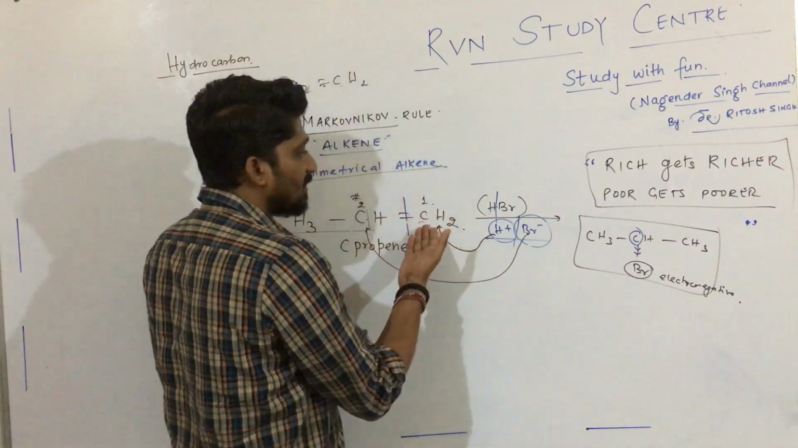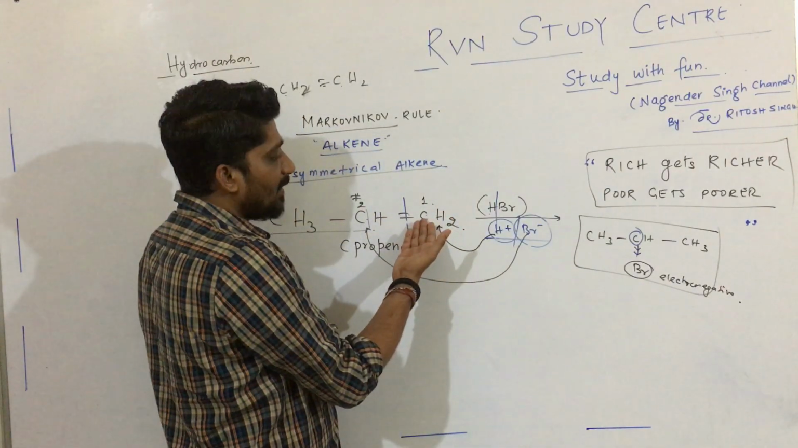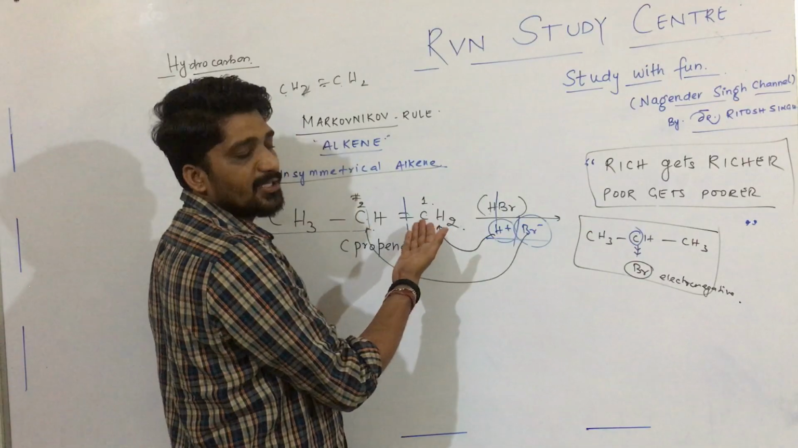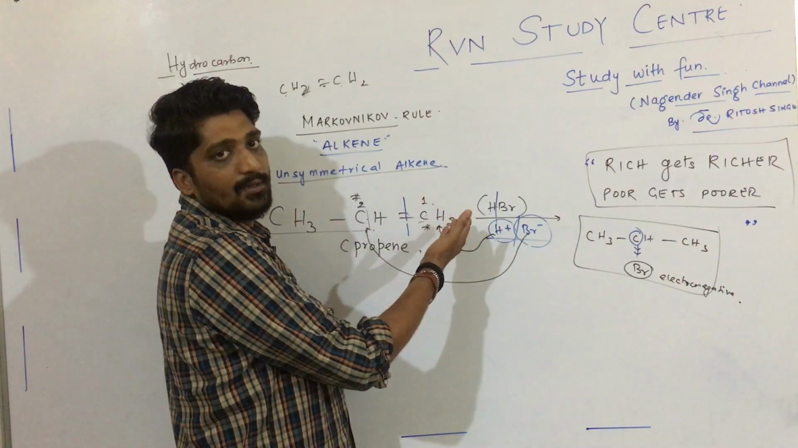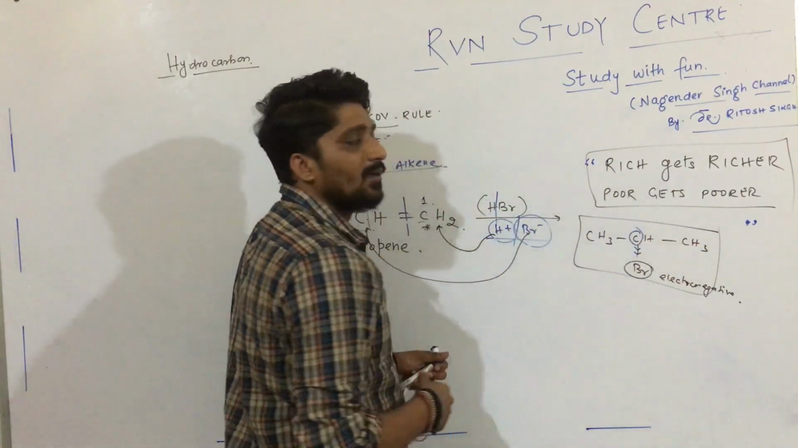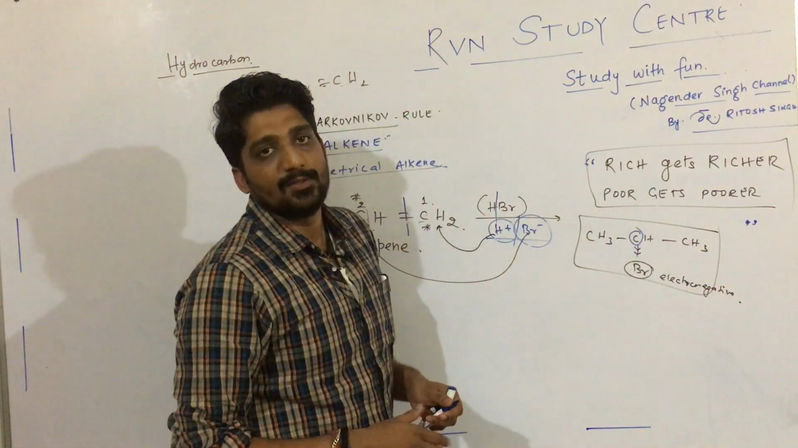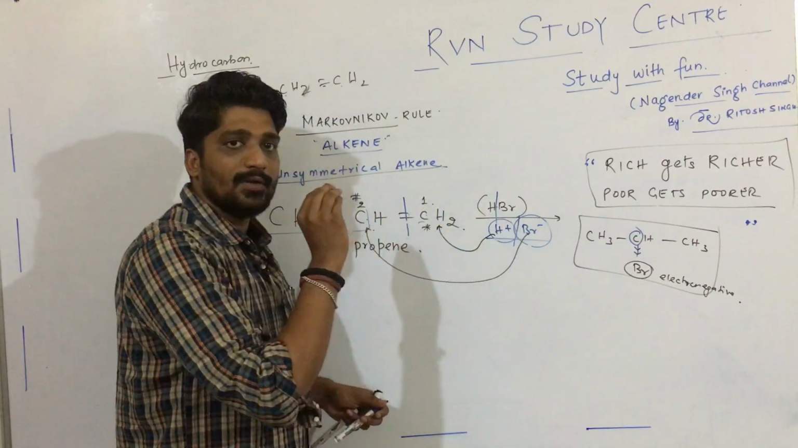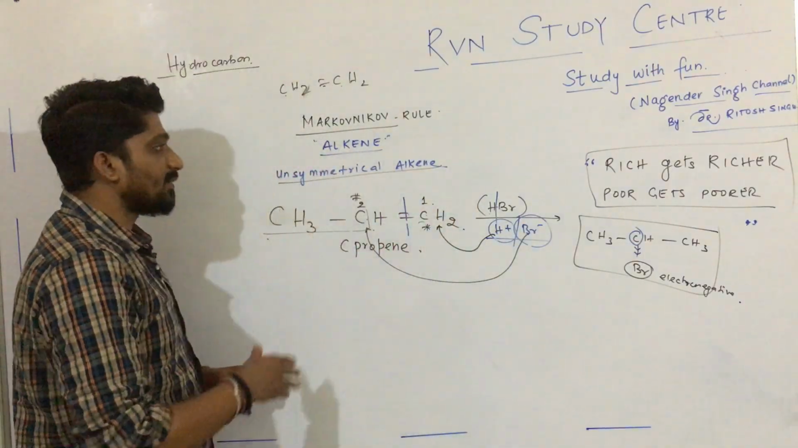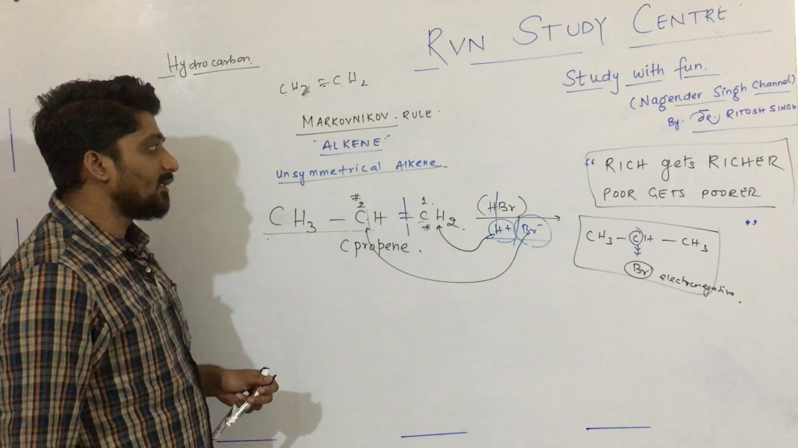And this other carbon was already rich, because in comparison with hydrogen, carbon is much more electronegative. Now we got one more hydrogen, which will end up pulling more electron density towards the first carbon. So this was our Markovnikov rule. In the Markovnikov rule we have seen rich gets richer and poor gets poorer.